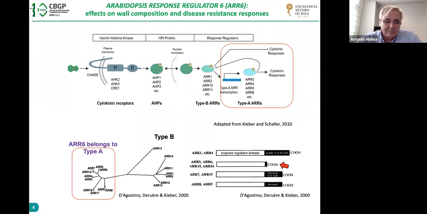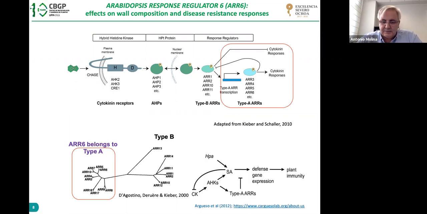Actually there are more than 20 members, and as you can see here, the ARR6 that we are characterizing belongs to type A, and this group, together with numbers 5, 15, and 16, has a particular feature. ARR6 has been previously studied by the group of Chris Argueso. You can see this on their web page. The hypothesis of the group was that cytokinins activate the salicylic acid pathway, and that type A ARRs are negative regulators of the Arabidopsis response to Hyaloperonospora parasitica, the biotrophic oomycete that I mentioned.